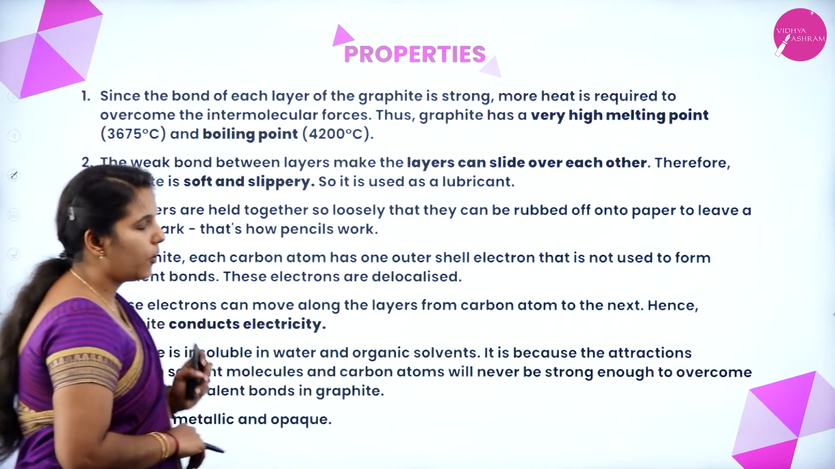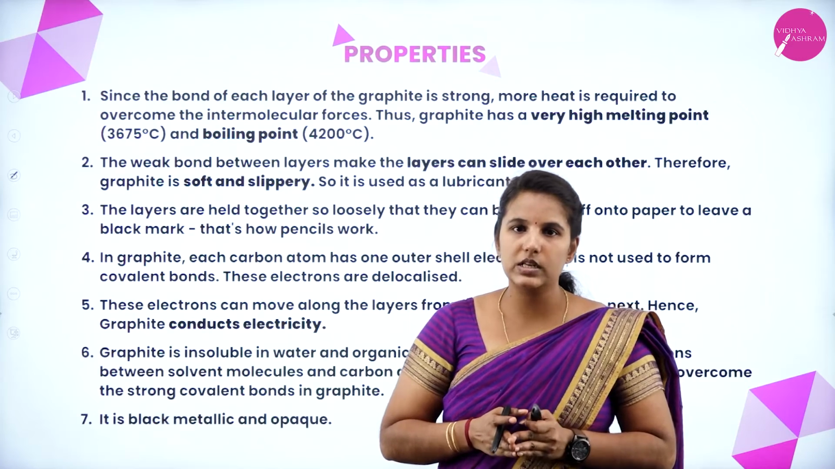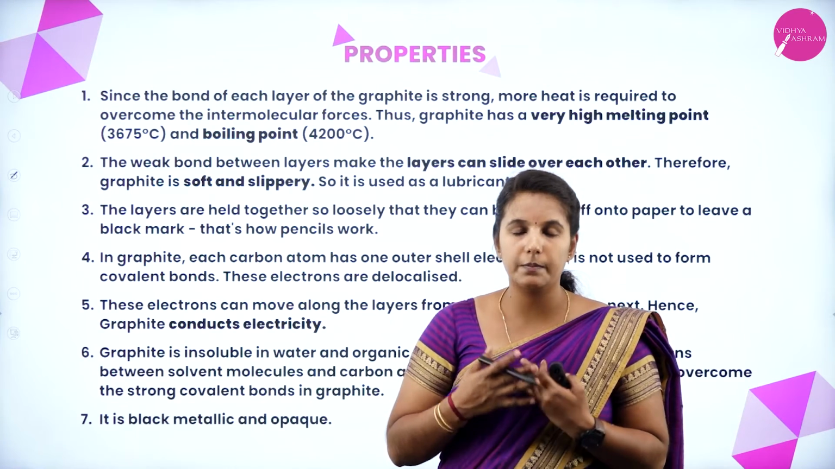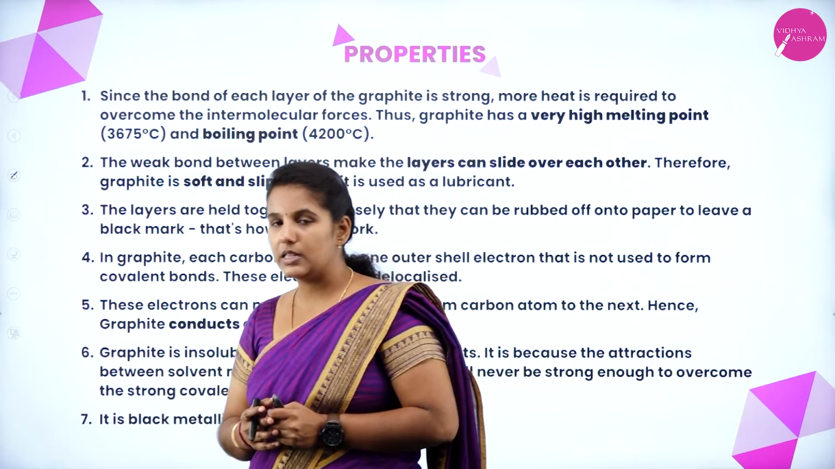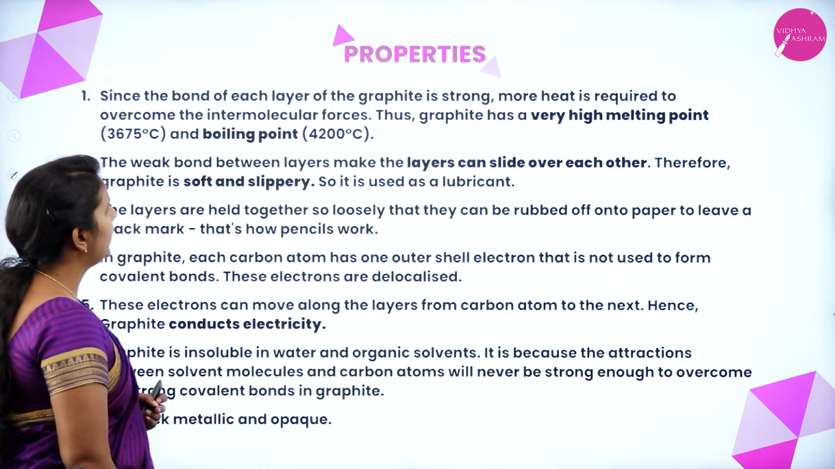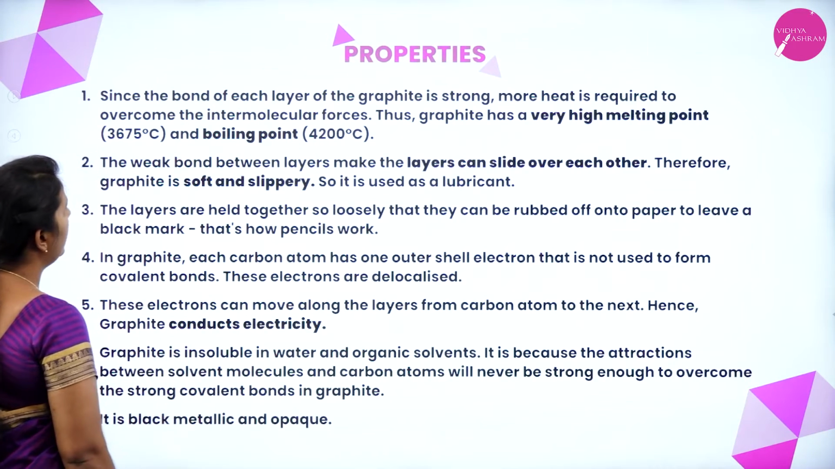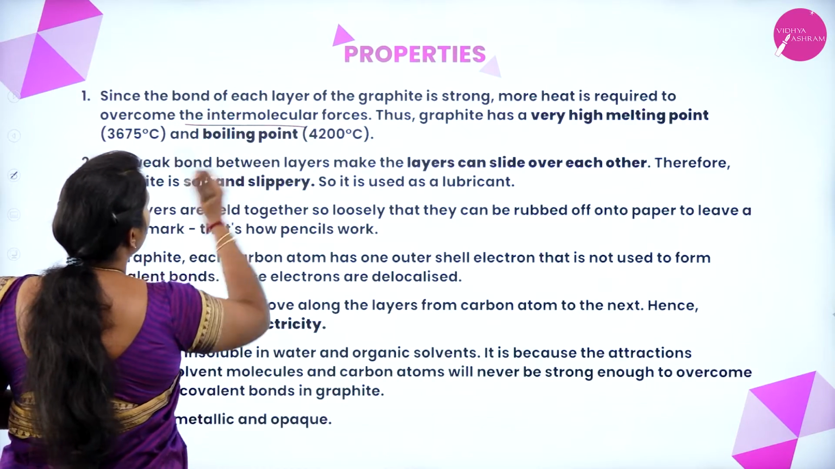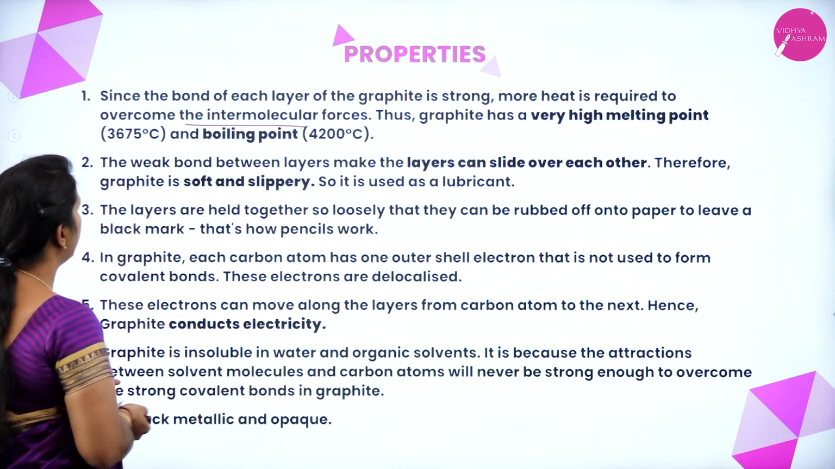Next, we have the properties of graphite. Where can we see graphite? Obviously, we all know that graphite is present in pencil lead. Even though it is present in pencil lead, it is soft. Since the bonds within each layer of graphite are strong, more heat will be required to overcome the forces. Thus, graphite shows a higher melting point and higher boiling point.